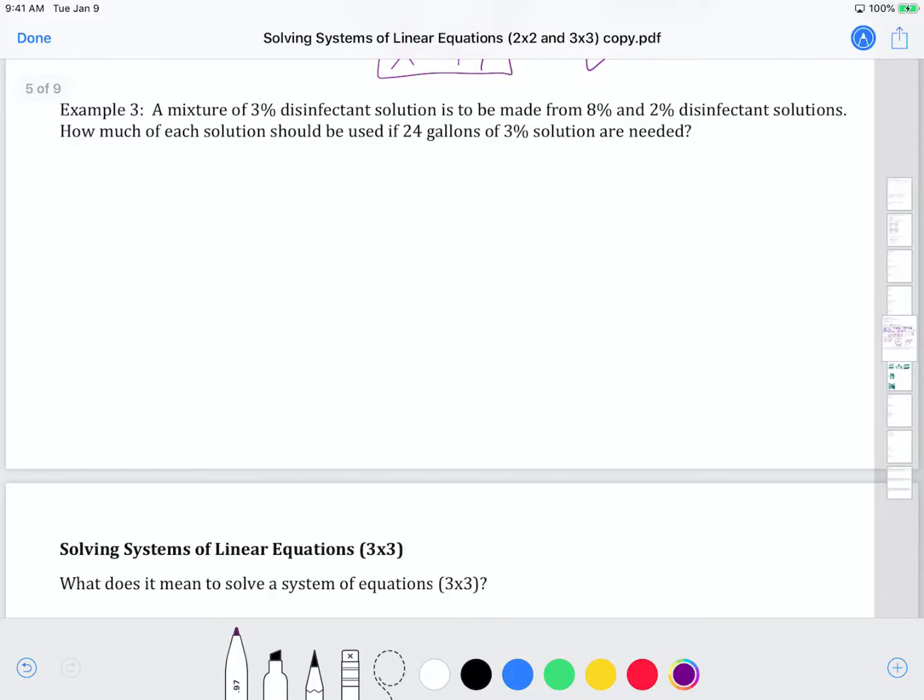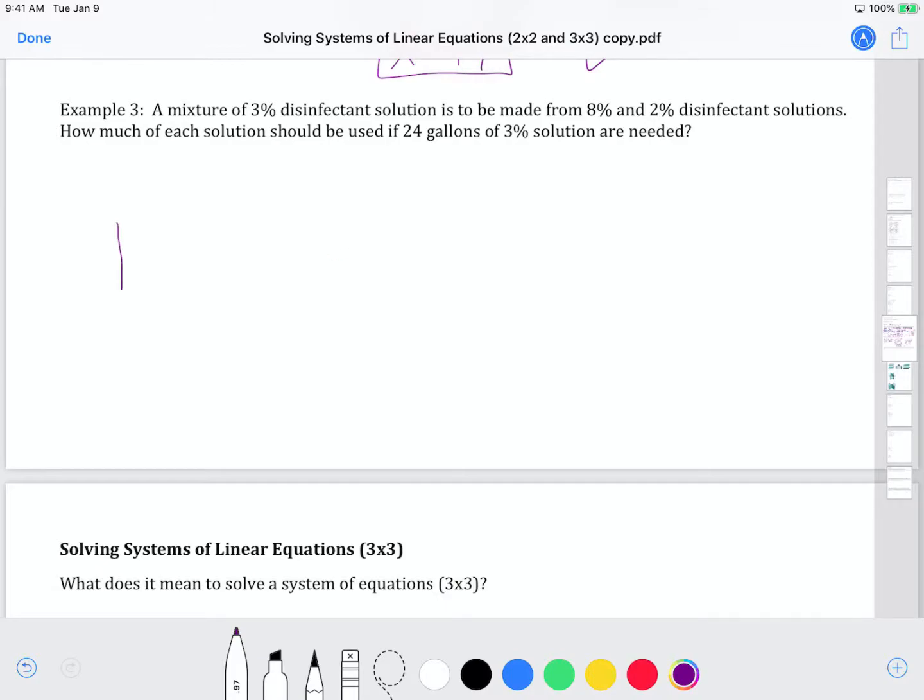Okay, third and last example. This is a mixture problem, and if you've had chemistry before, you've probably seen something like this. It's asking us to mix two different solutions to come up with a new solution.